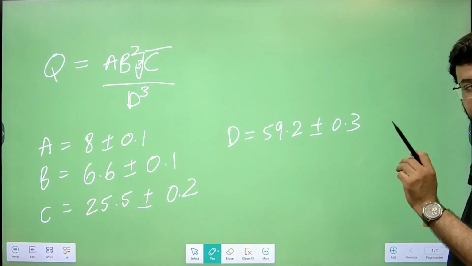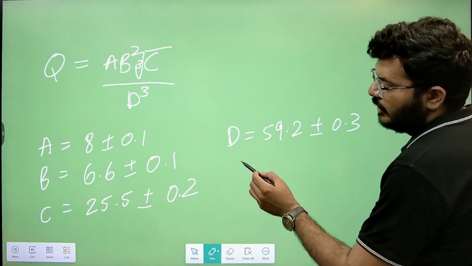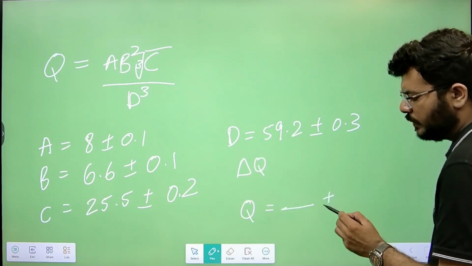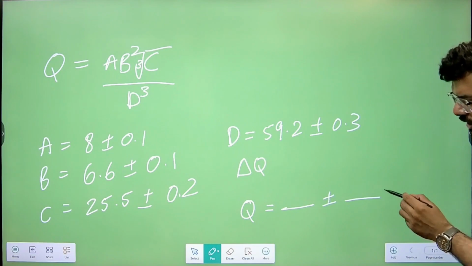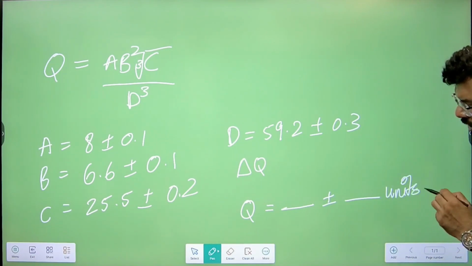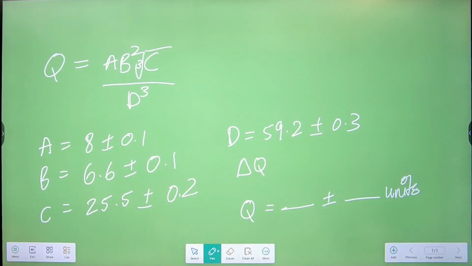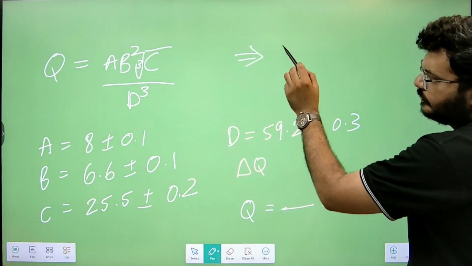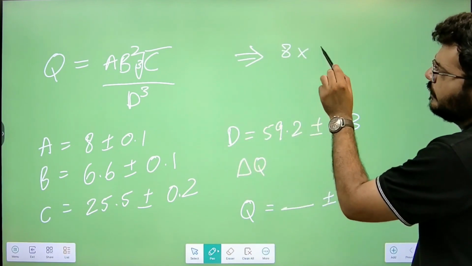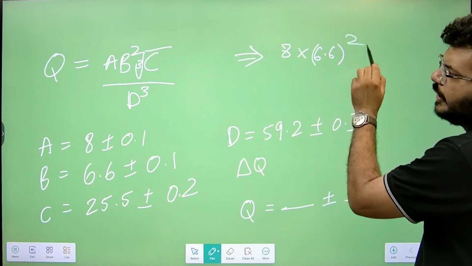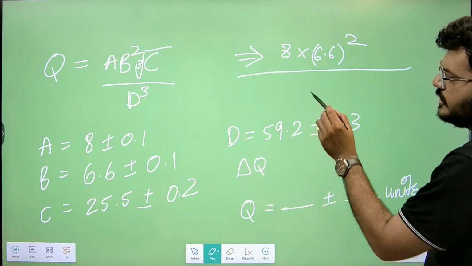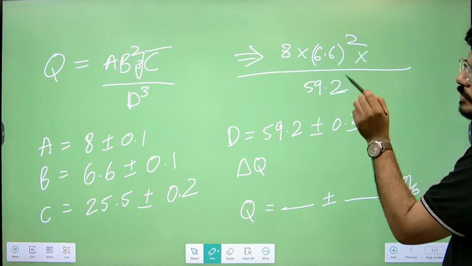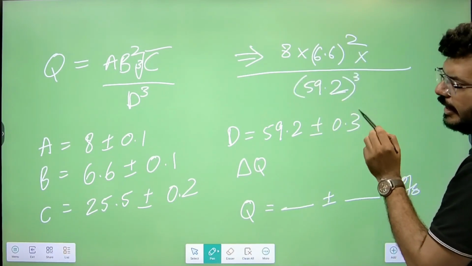This is given. Let's say for example they have asked you to find what is delta Q and what is Q in the form of absolute plus or minus its uncertainty units. Okay, this is what you have to fill. So first of all, simply use the formula to find out the value of Q. So what I'll do, I'll write 8 multiplied by 6.6 whole square upon d. What is d? 59.2, है ना, multiplied by, yes, cube, and 25.5 cube root, right?